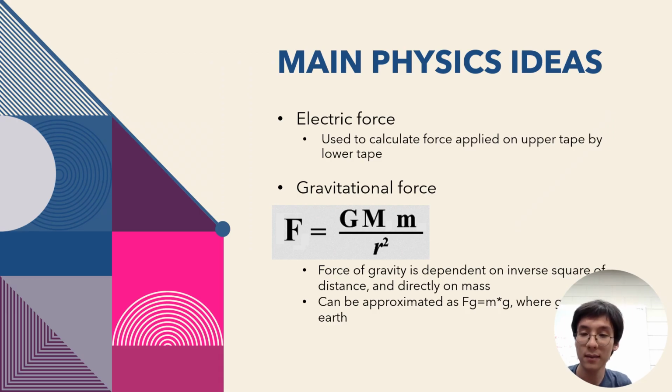The main physics ideas we're going to talk about are electric force, which will be used to calculate the force applied in this situation, and gravitational force, which is a relationship which states that the force applied by gravity is directly proportional to the mass of each object that is involved and inversely proportional to the square of the distance between the center of masses of both objects. In this experiment, that will be used to calculate equilibrium against the electric force.